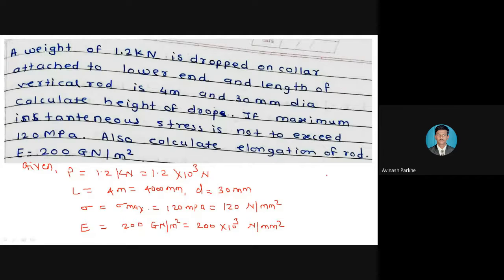And which parameter do we have to calculate? We have to calculate the falling height and the elongation of that particular rod. Now please tell me which formula I can use. Whether we have any formula related to the height calculation. We have the stress formula and we have the second formula, that is strain energy is equal to work done. So which formula do we have to use for further calculation?